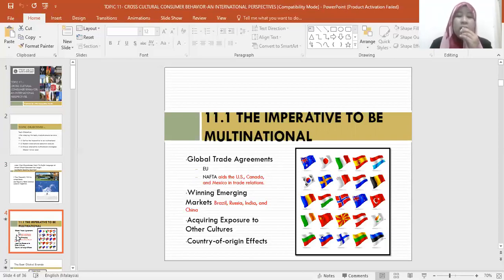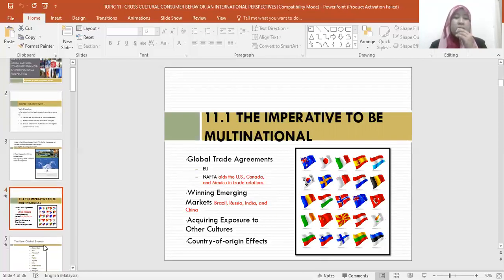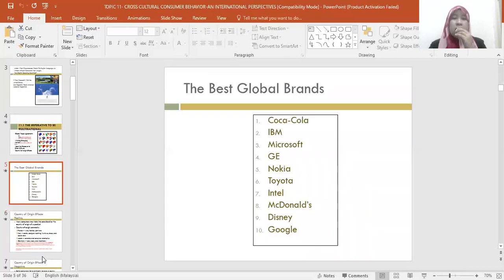And then the country of origin effects, meaning to say this is actually certain from them. Okay, so as you can see, they have many flags here, representative of all the countries around the world. So we move to the next slide.